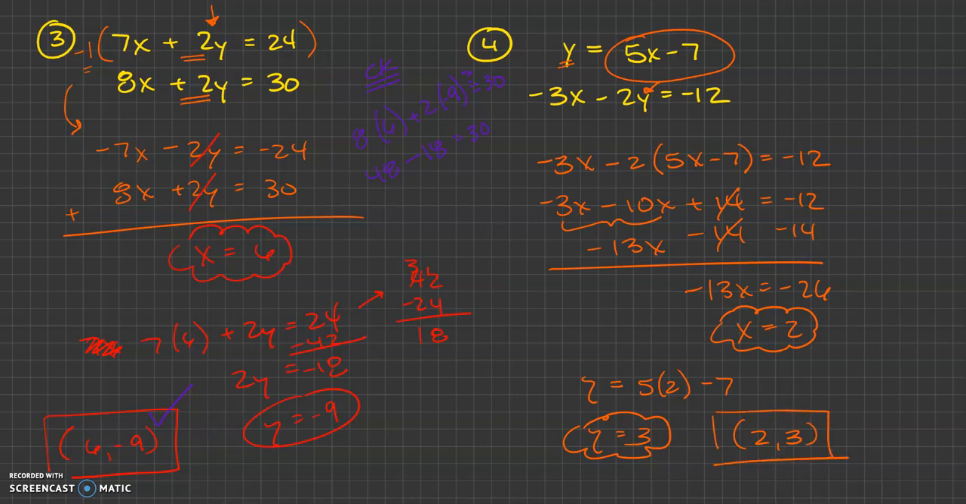Let's check it to make sure. Try to stick our check problem way up here. And let's use the other equation: negative 3 times 2 minus 2 times 3, and does that equal negative 12? So that's negative 6 minus 6. Yes, that does in fact equal negative 12. So I feel good about the solution to 3.